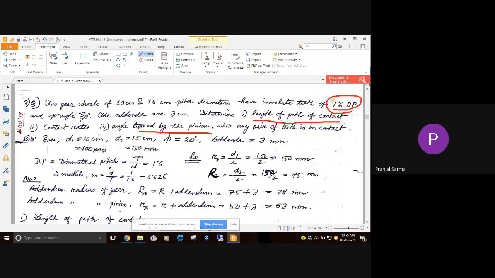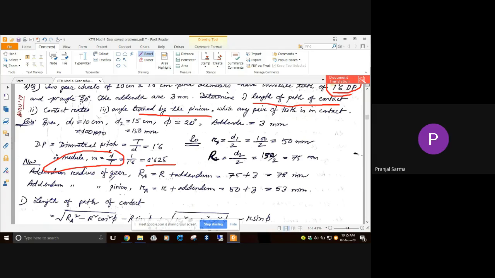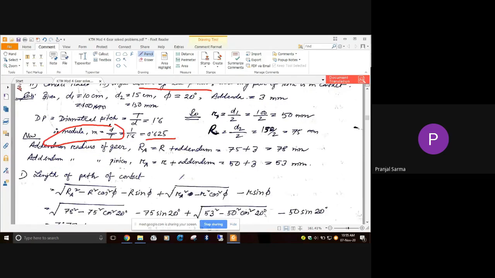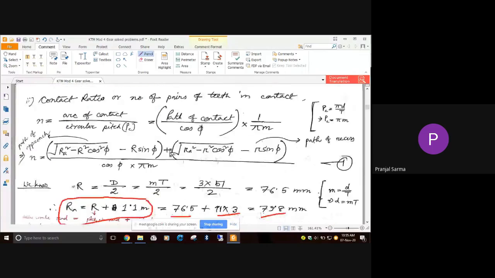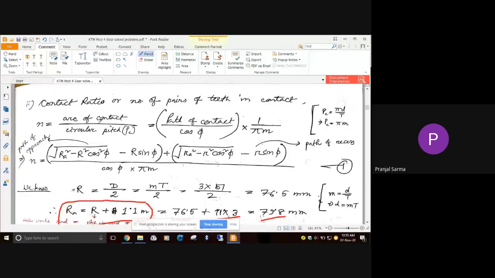The diametral pitch we know is nothing but the reciprocal of the module, so from the given diametral pitch we can find the module. The rest is similar to the previous case: addendum circle radius and all. Here they are asking for the length of the path of contact. In the previous question, we took the path of contact and divided the whole thing by the circular pitch. Right now they are asking only about the path of contact portion, so this will be this particular upper portion.